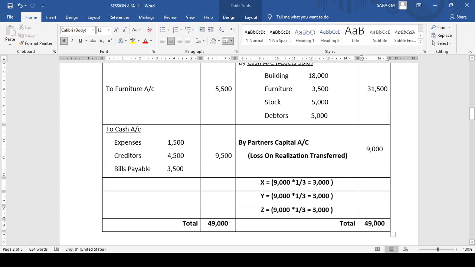And keep the same total on the credit side, 49,000. If you deduct the credit side balances, we're going to get a difference of rupees 9,000. So this 9,000 is called the loss on realization. This loss on realization should be borne by all the partners. It should be distributed to all the partners in their profit sharing ratio.